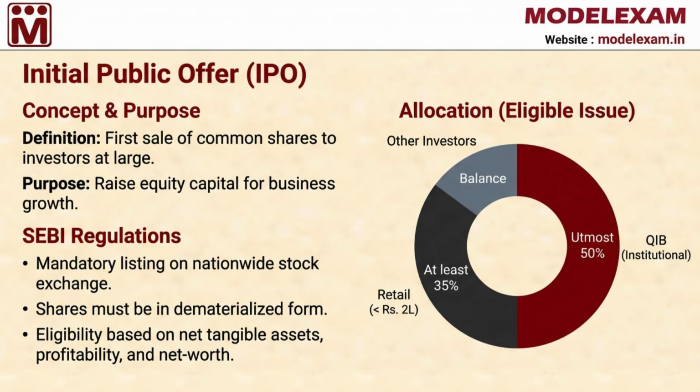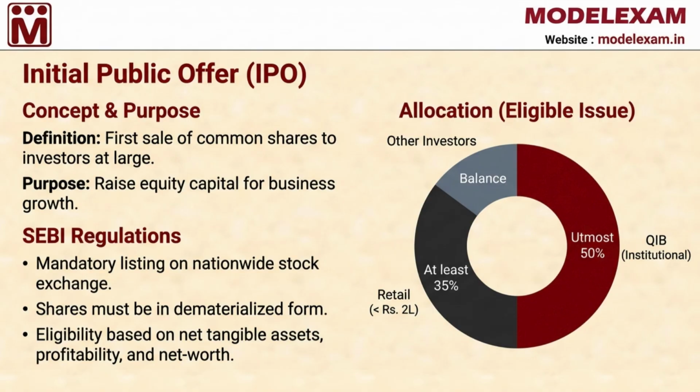One of the most popular terms you will hear is the IPO, or initial public offer. This happens when a company sells its common shares to the public for the very first time. The main goal here is usually to raise equity capital to help the business grow. However, a company cannot just wake up and decide to launch an IPO. They must meet eligibility criteria set by SEBI regarding their assets, profitability, and net worth.